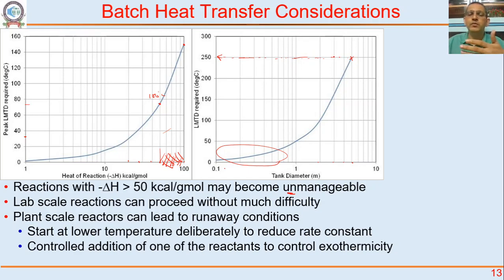Otherwise, it will lead to runaway conditions. Heat removal rate is less than heat generation rate. So this can lead to runaway conditions. So with batch exothermic reactions, we have to be very careful. They can lead to runaway conditions.